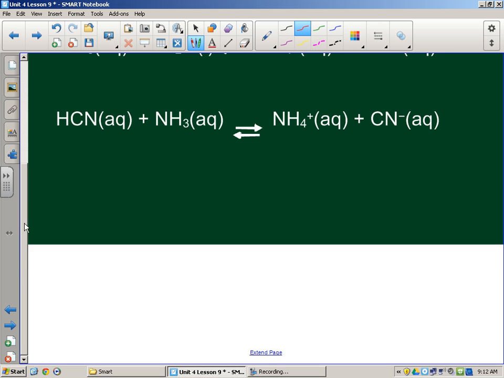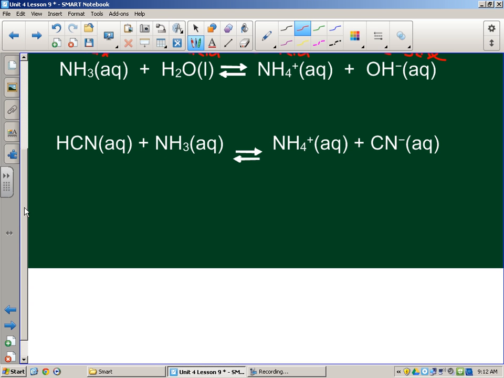I'll give you guys a second here. You guys think about that one right there. Which one is the acid? Which one is the base there on both sides? On the left side, which one is the Bronsted-Lowry acid? HCN or NH3? Somebody, anyone? HCN, okay? So this is your Bronsted-Lowry acid, which I guess means that this is your Bronsted-Lowry base here.